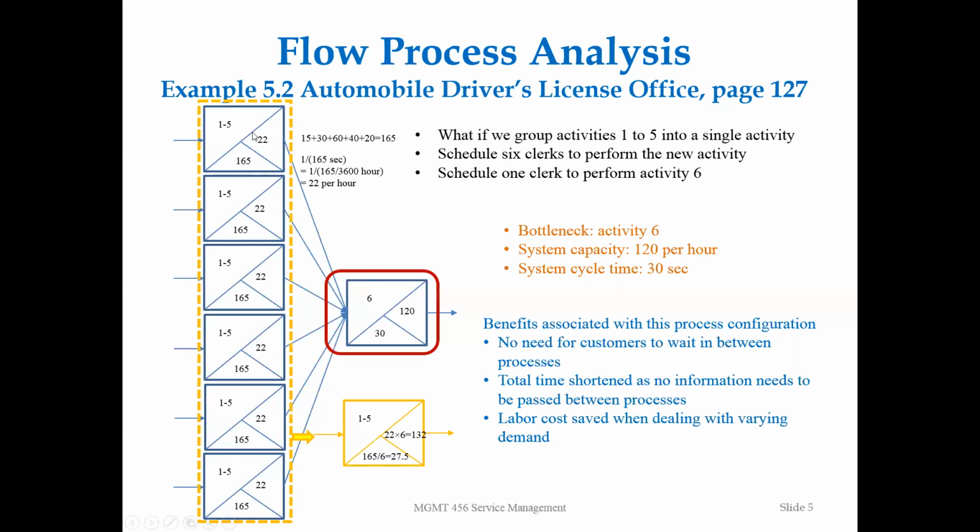The last one is that labor cost can be saved when dealing with varying demand. If you look at this configuration, it's a parallel process. What's the benefit of a parallel process? It's more flexible. When the demand is really high and you see a lot of customers, we can schedule more people here. But when the demand goes down, during off-peak periods, we can schedule fewer people, so we can save labor cost. That is a major benefit.